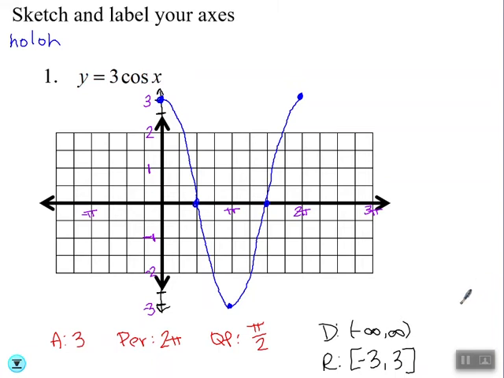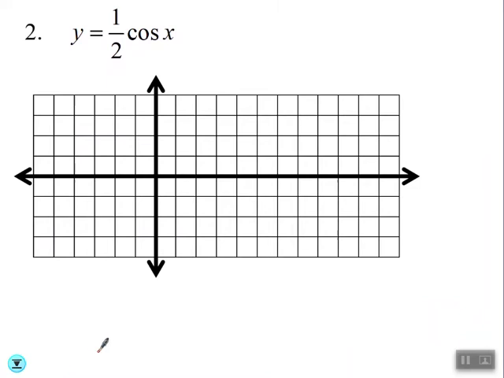Let's take a look at another example. Here we have y equals 1/2 cosine of x. So again, we have a cosine curve, so our graph is going to be high, 0, low, 0, high. This time our amplitude is 1/2. Our period is 2 pi divided by b. Again, here b is 1, so our period is just 2 pi. And our quarter period is the period divided by 4, which is pi over 2. I'm going to go ahead and label the axes the way that I have for the other problems.